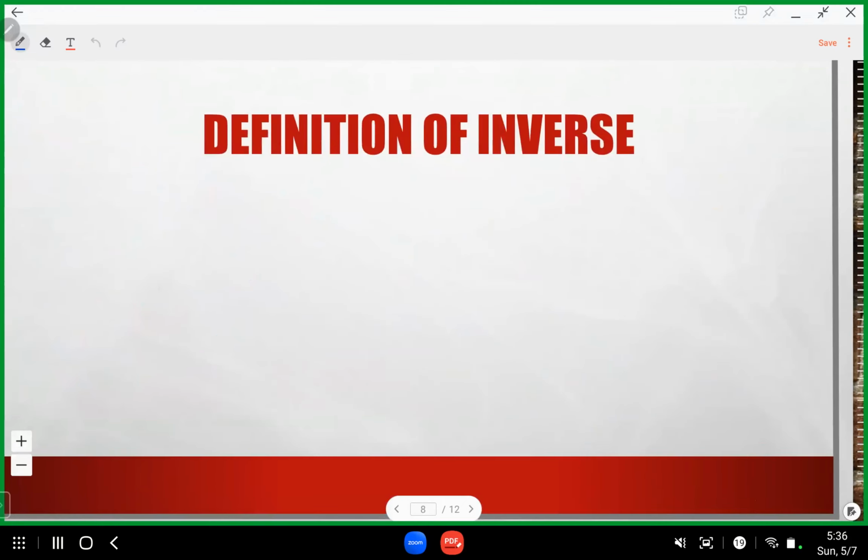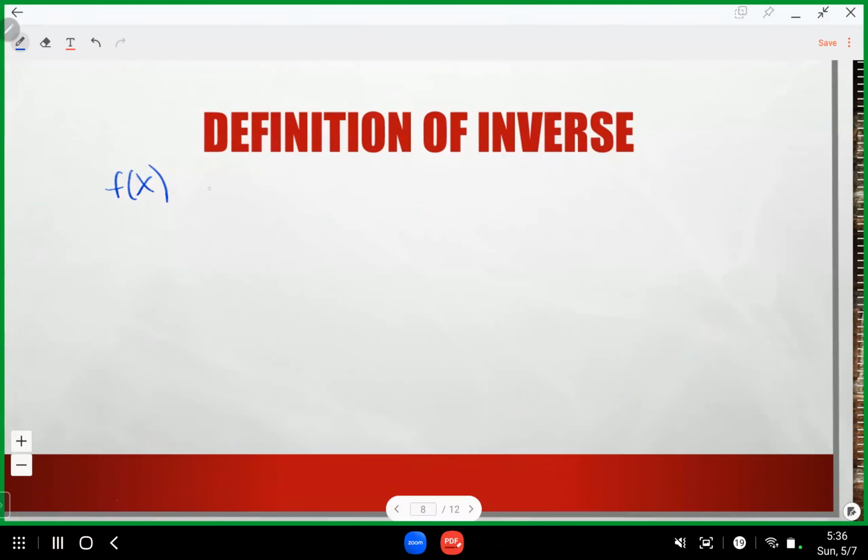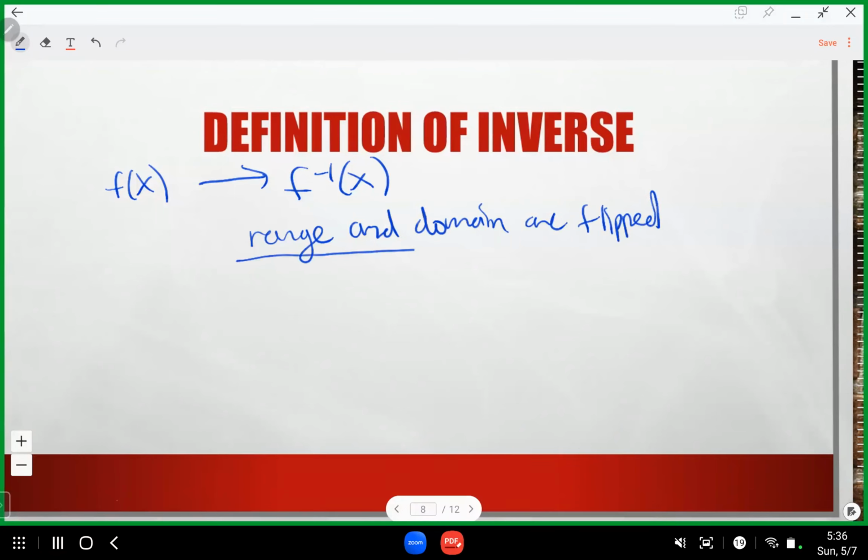So now let's go over the inverse. So what is an inverse, right? This is f of x, and the inverse is written as f inverse of x, right? The inverse is the same as the original function, except range and domain are flipped, right? They're flipped, okay? So when you have something, let's say f has domain from negative infinity to infinity, and the range is 0 to infinity, right?